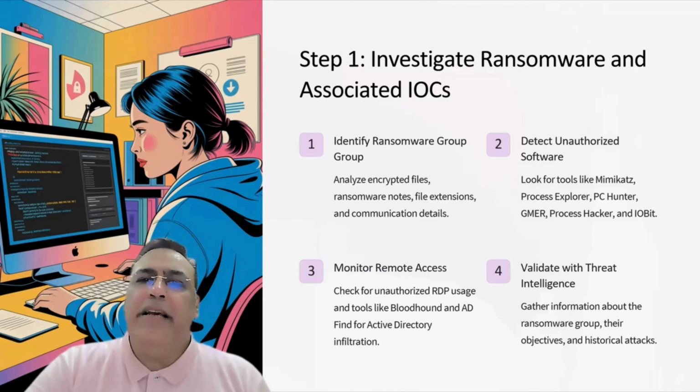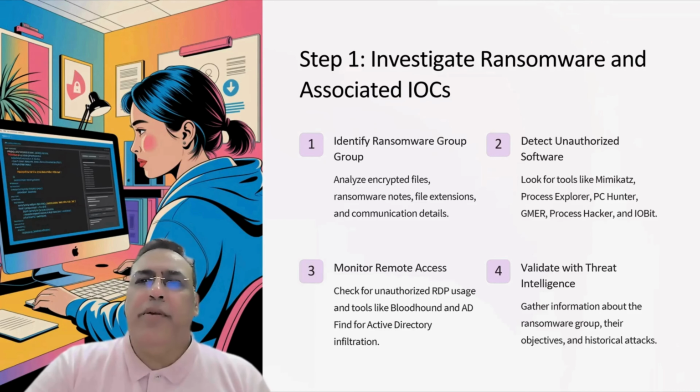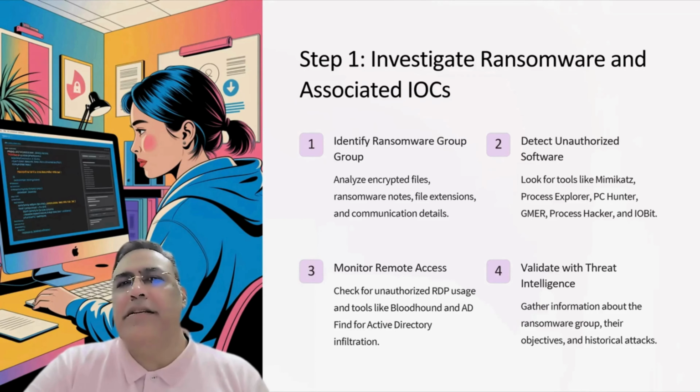We can identify the encrypted files, we can see ransom notes, file extensions, and communication details, and then try to guess. Largely, if it is a popular group of ransomware, you will generally be able to correlate it faster. The second thing we can do is that before the system got encrypted, it must have been sending logs to the SIEM or to the EDR or to the Active Directory.